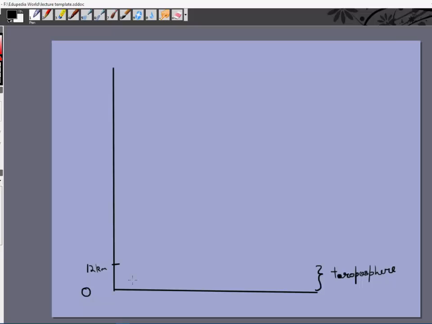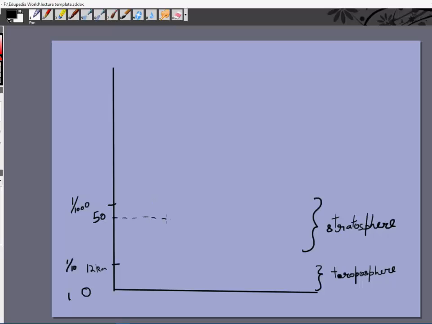Right. After this, the next layer, ranging from 12 kilometers to 50 kilometers, is called the stratosphere. The density at the top of the troposphere is 1/10 of the density it was here. If this is 1, this is 1/10. The density at the top of the stratosphere by the time we reach there is 1,000th of the density at the surface. So it's a pretty remarkable decrease.